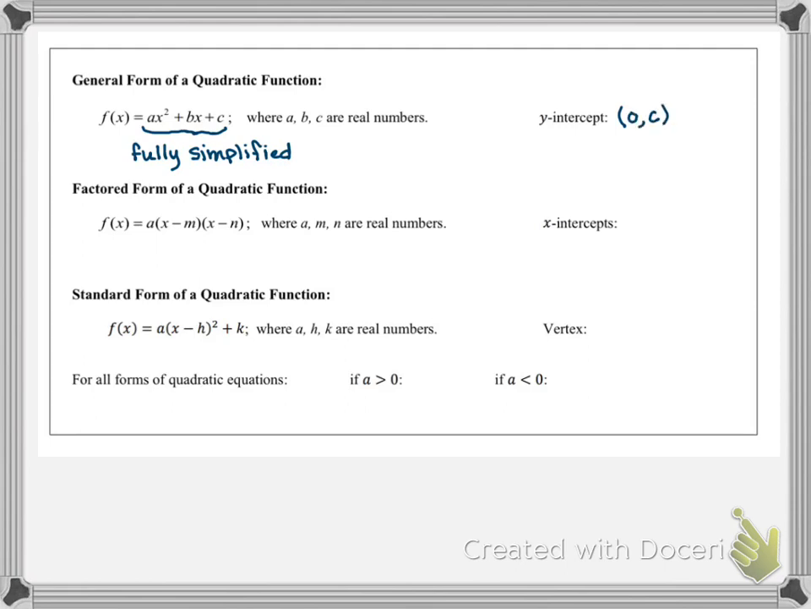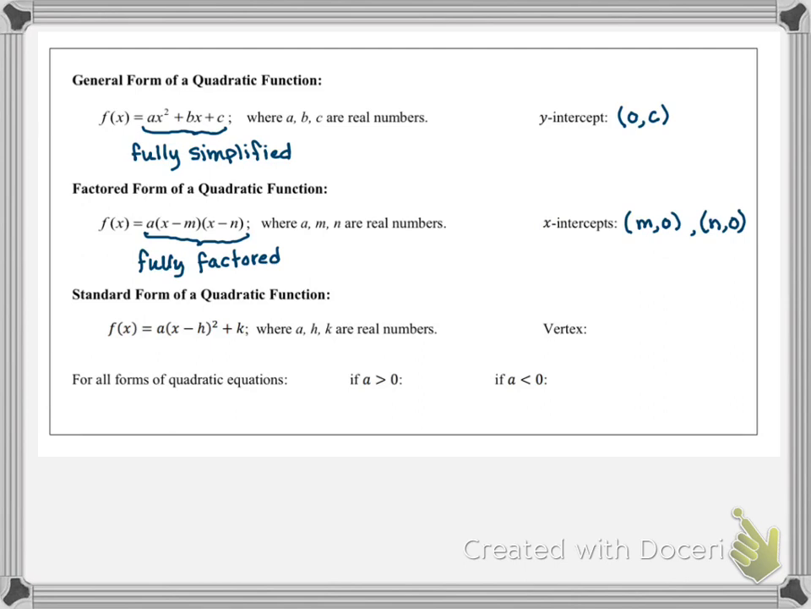And then factored form, as the name implies, is when this expression is fully factored. And from factored form, we can get our x-intercepts quite easily, right? If we set that equal to 0, we get x minus m equals 0. Solving that just gives us m. So m, 0, and then same for x minus n. And n, 0.